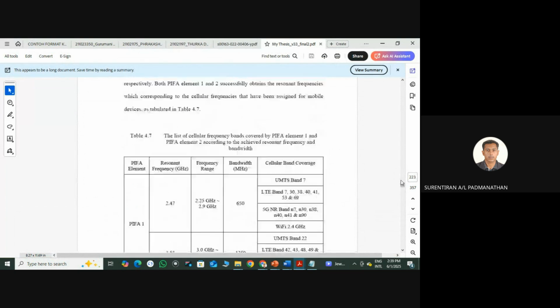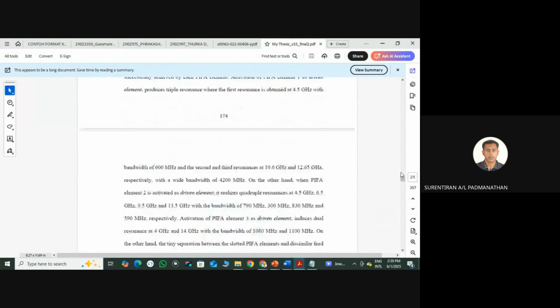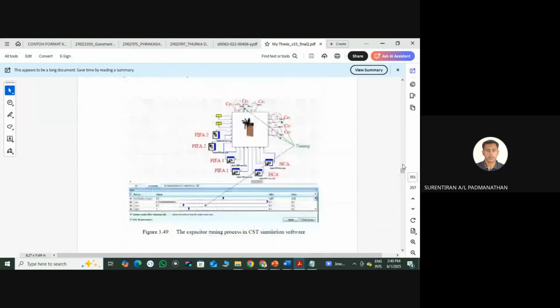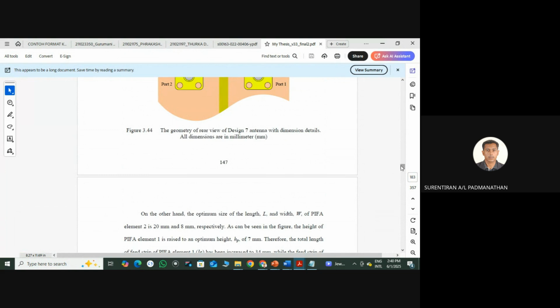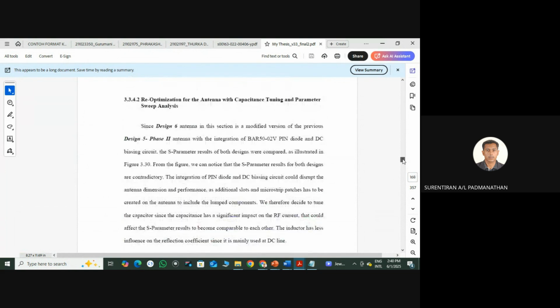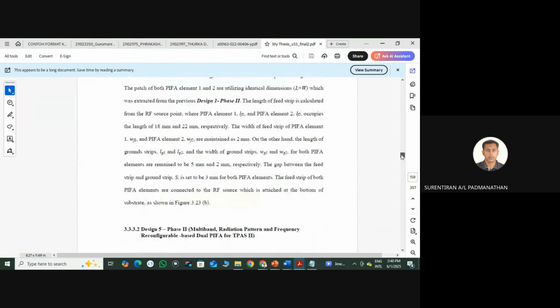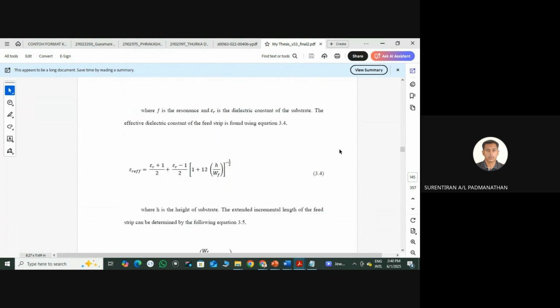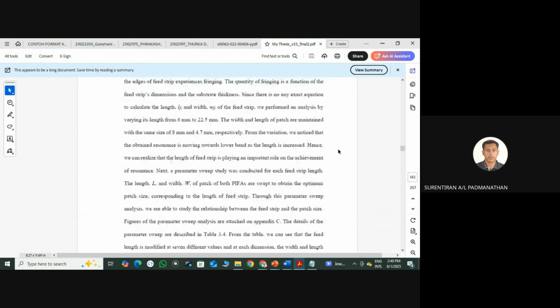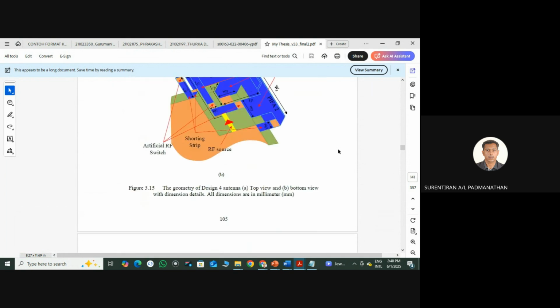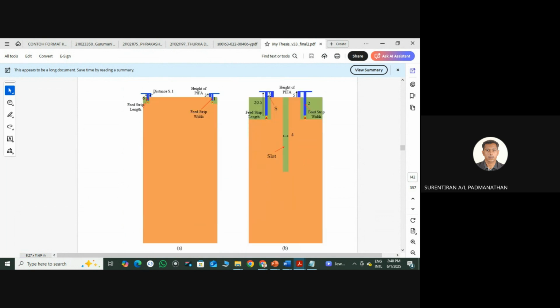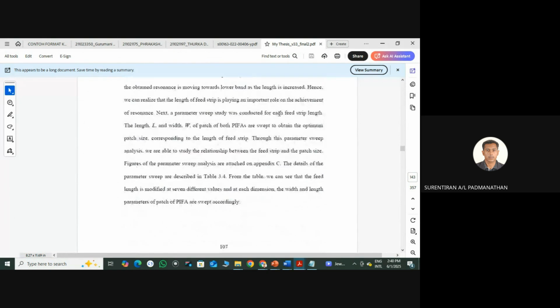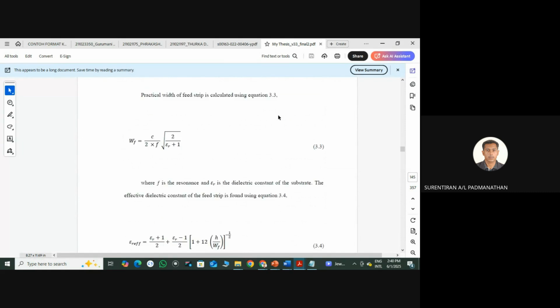So this part, I did all the analysis. I was proposing a new method, which hasn't been done before. That method has not been proposed anywhere before.